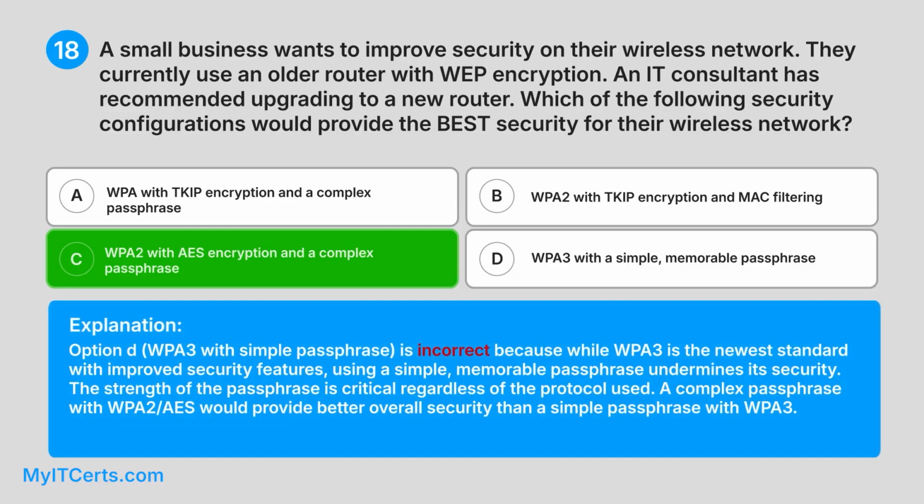Option D is incorrect because while WPA3 is the newest standard with improved security features, using a simple, memorable passphrase undermines its security. The strength of the passphrase is critical regardless of the protocol used. A complex passphrase with WPA2/AES would provide better overall security than a simple passphrase with WPA3.